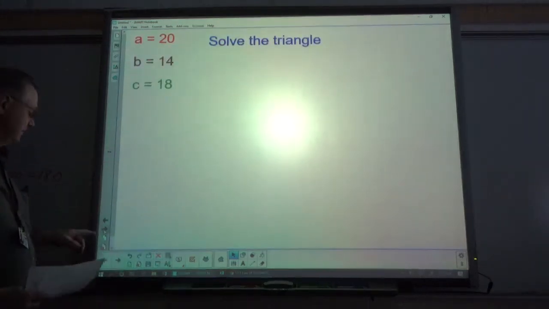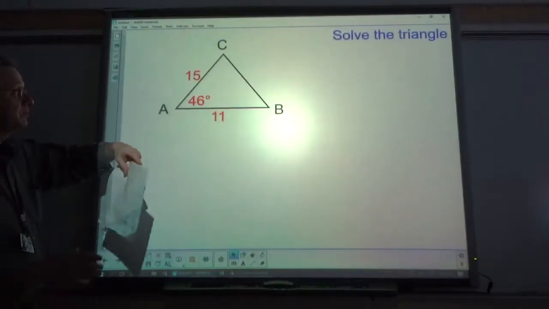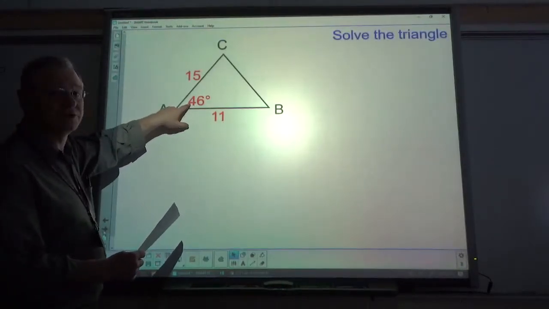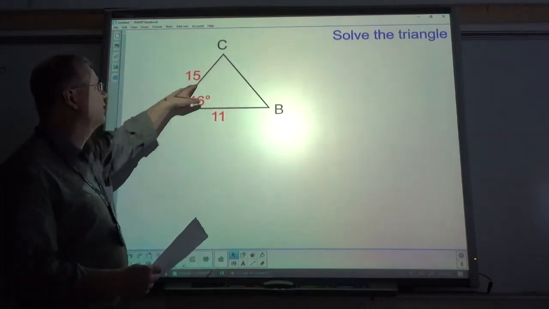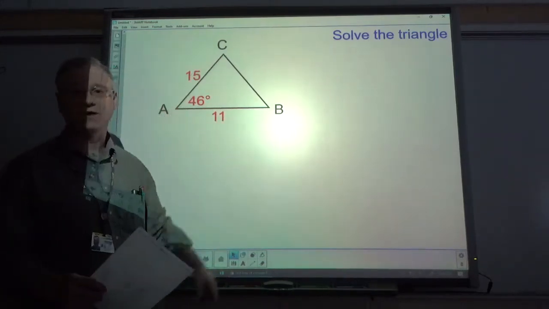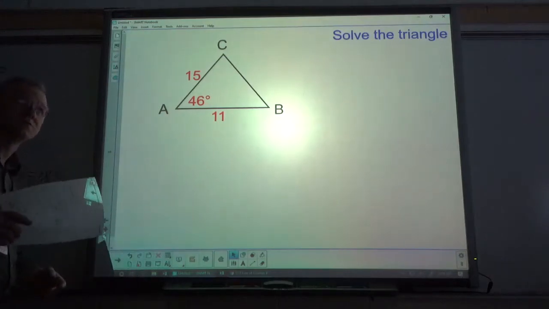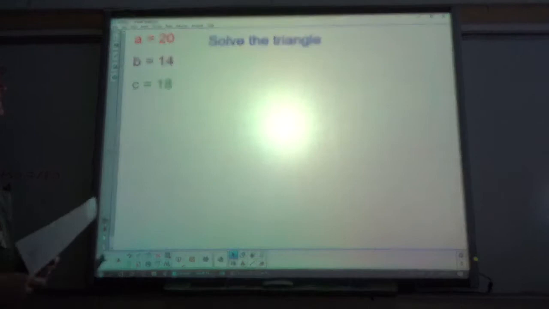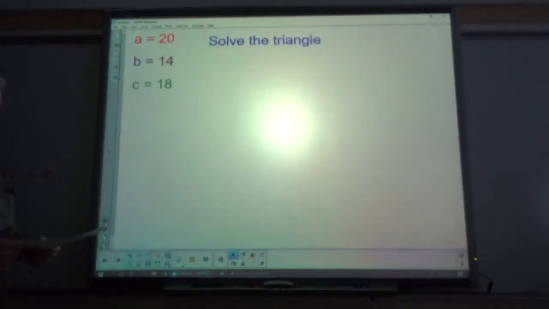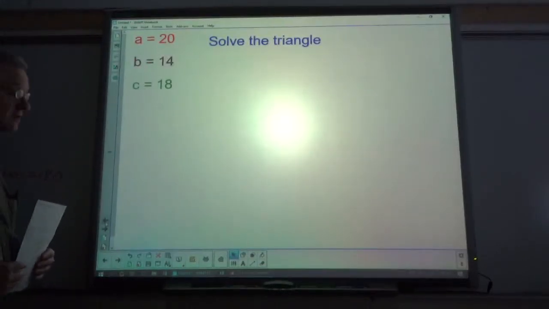Now, let me just show you. This would be two sides and the included angle, because the angle is made up of those two sides. That was what it meant. That's what was meant by the included angle. All right, let's try solving the triangle with this situation.